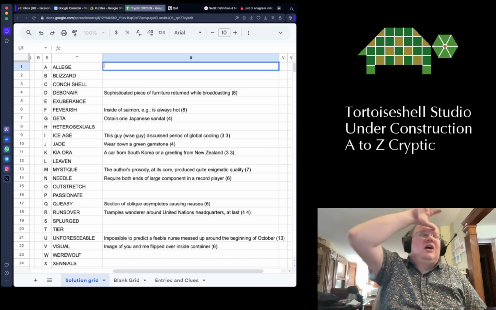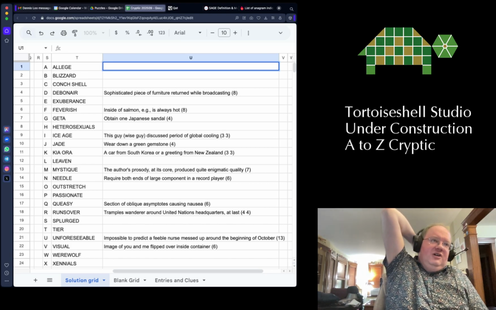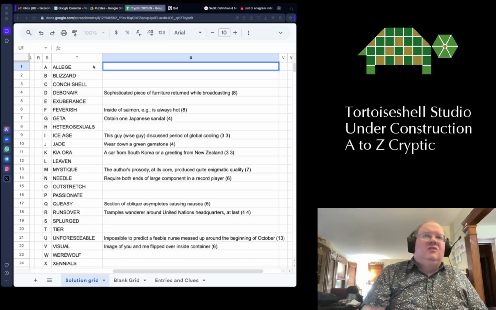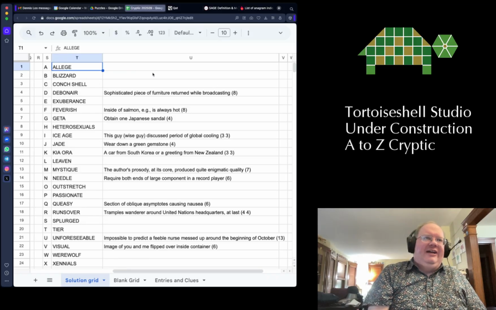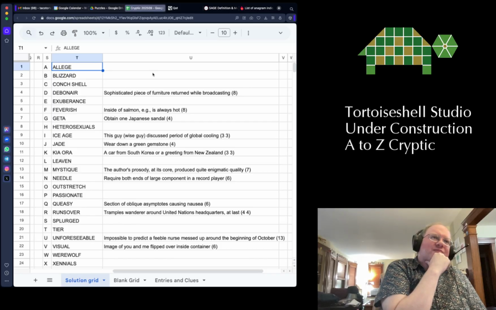Like the two obvious things here are all, for example, and then leg inside ale. So if I could come up with something that's not those.